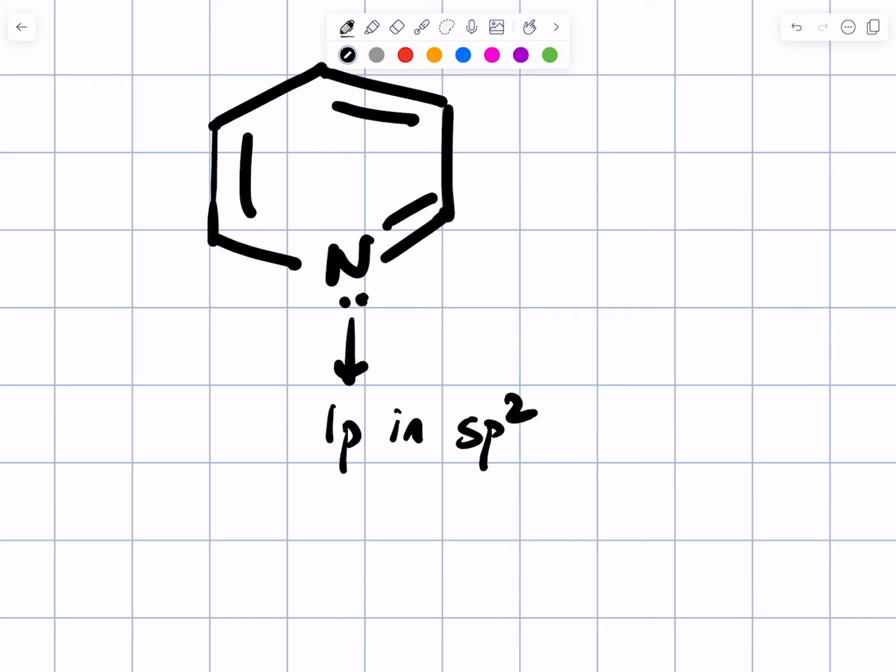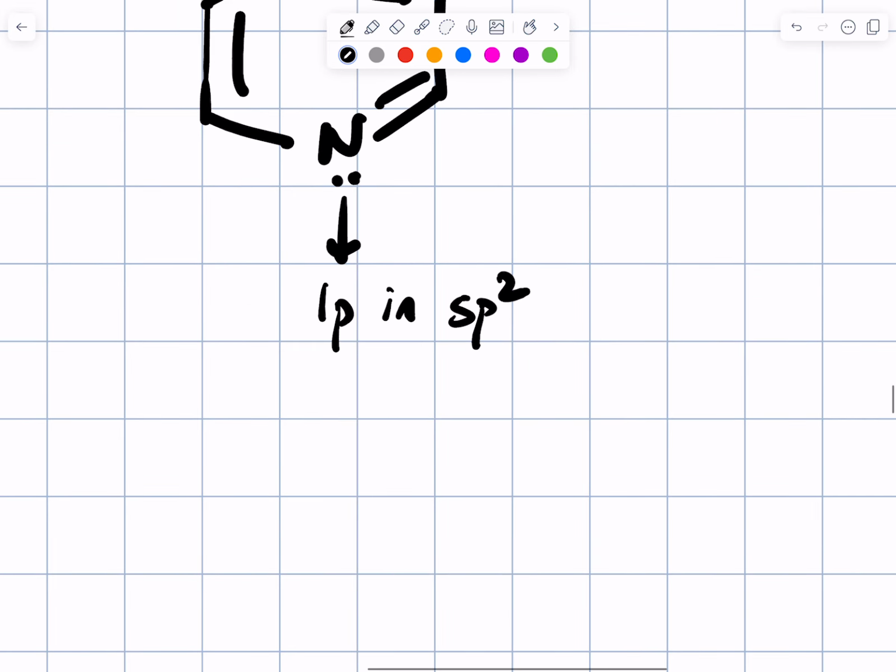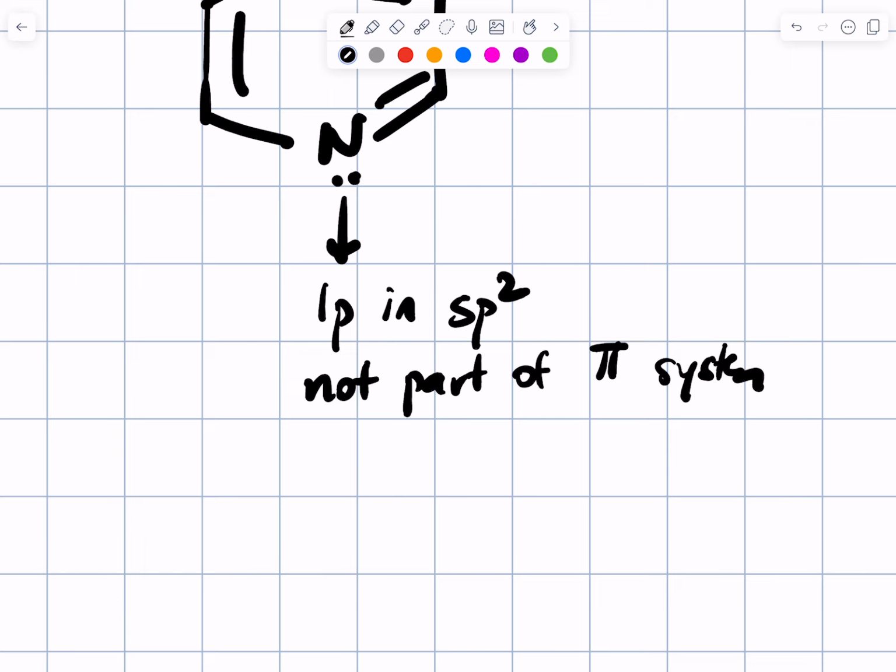Now, what does that mean? Is the lone pair part of the pi system or not? Not part of the pi system. The reason it is not part of the pi system is that the sp2 orbital is perpendicular, I can't spell that, perpendicular to the p orbitals. It can't be part of the pi system, therefore it doesn't count.